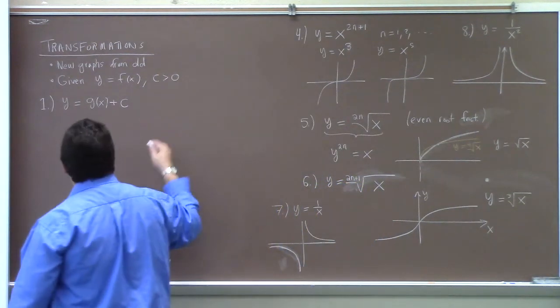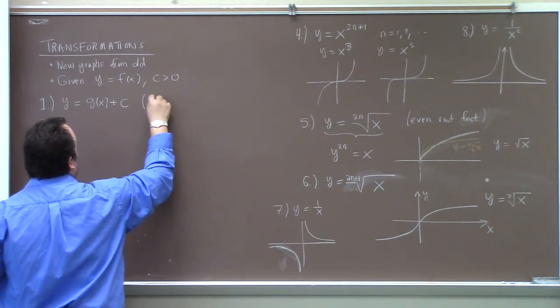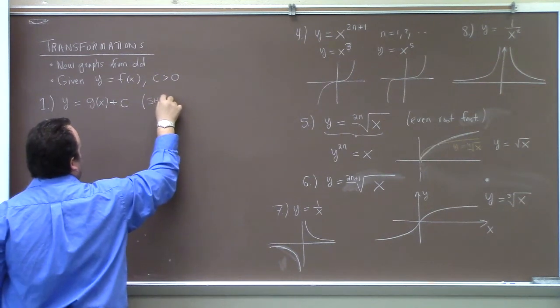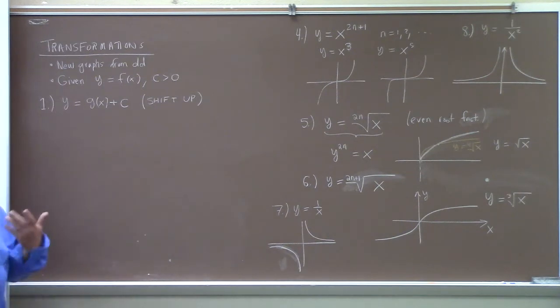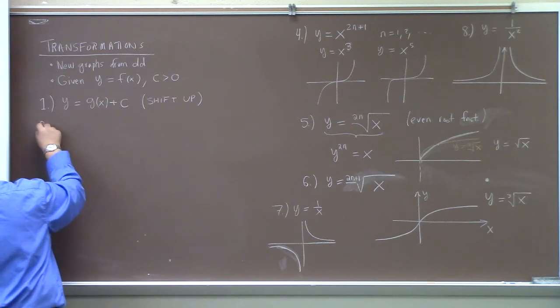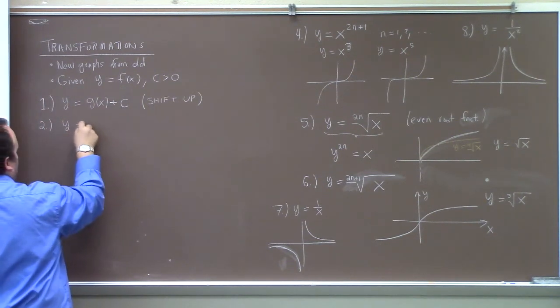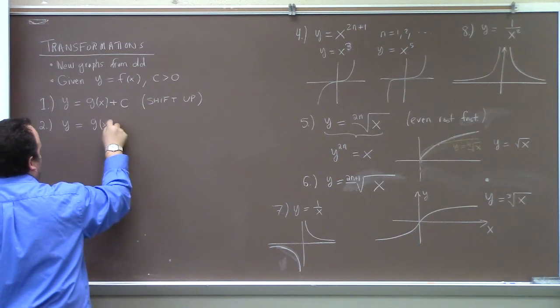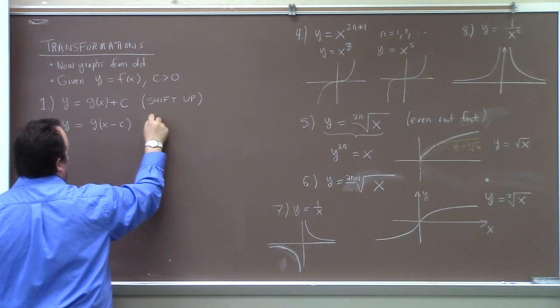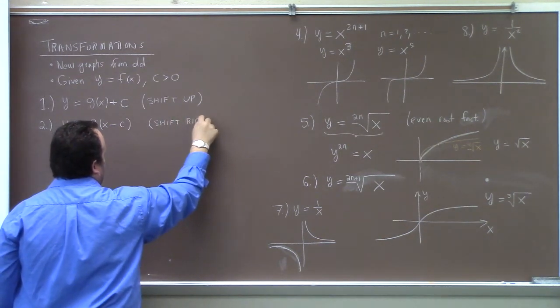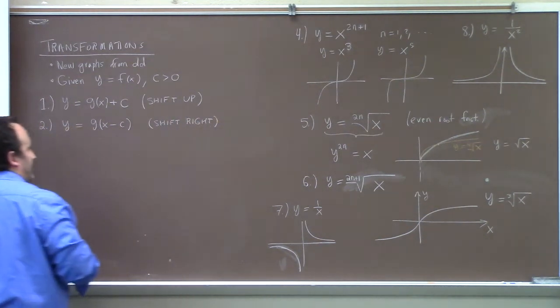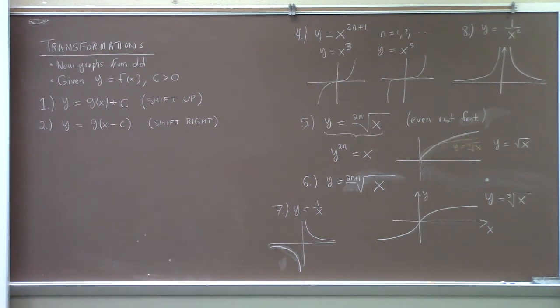How does it relate? This is a shift up, right? We shift up by c. That's what that does. Two, if we look at y equals g of x minus c, this is shift right. I know that's counterintuitive. You might want to think it's left, but it's not. It's right. I will give you an example.